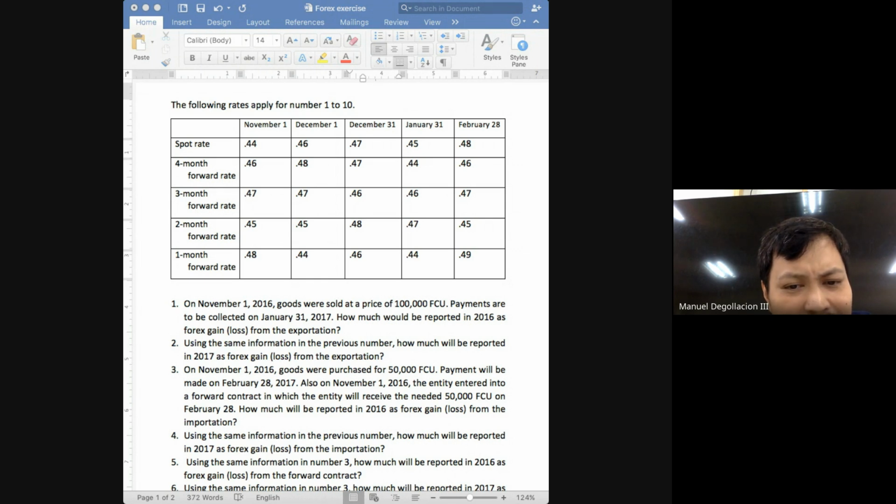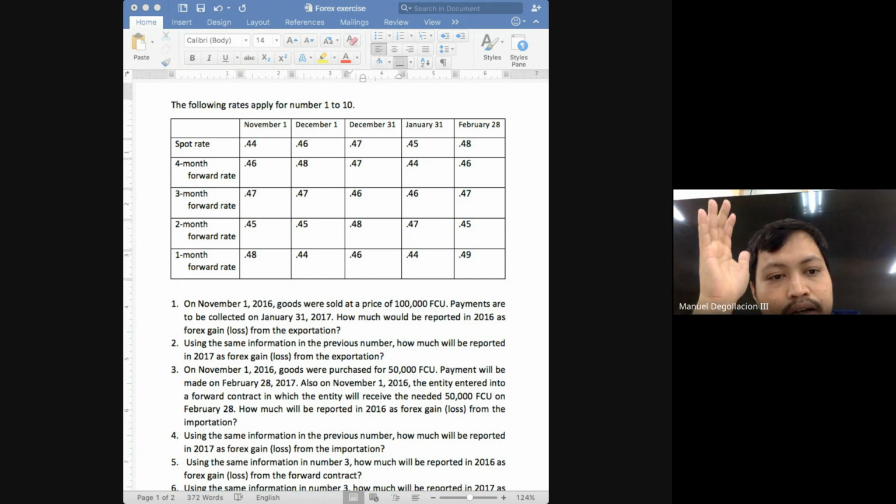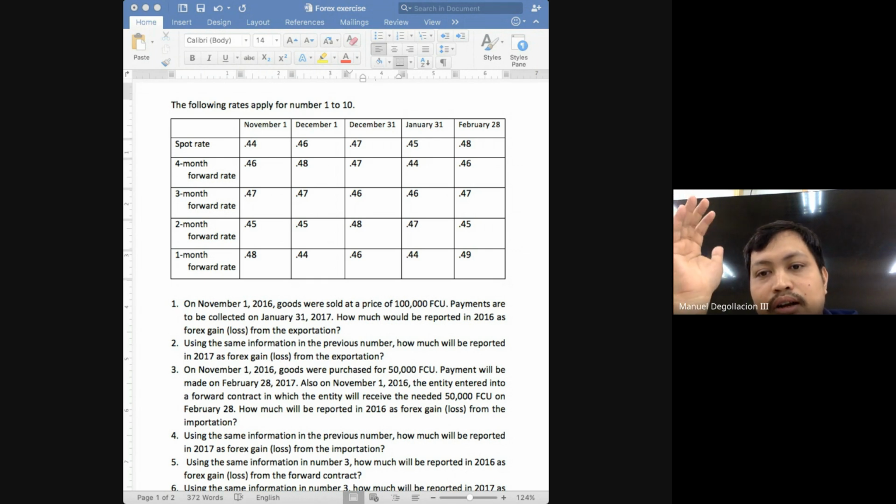Here, question. Can a subsequent loss, class, be greater than the previously recognized gain, and vice versa? The answer is yes. You will not be checking on how much was the gain last year, how much was the loss last year. Forex gain or loss will be a current period gain or loss, class. It will be reported in your P&L.